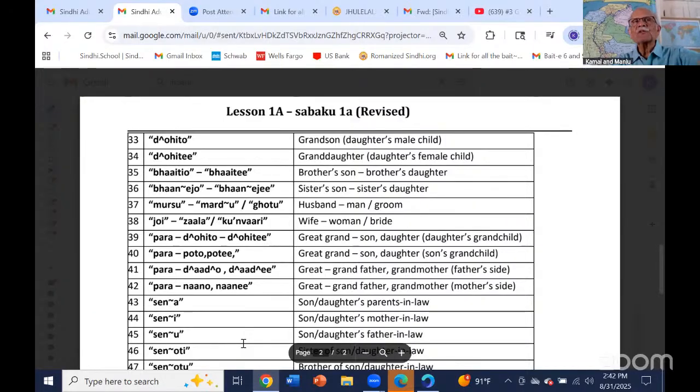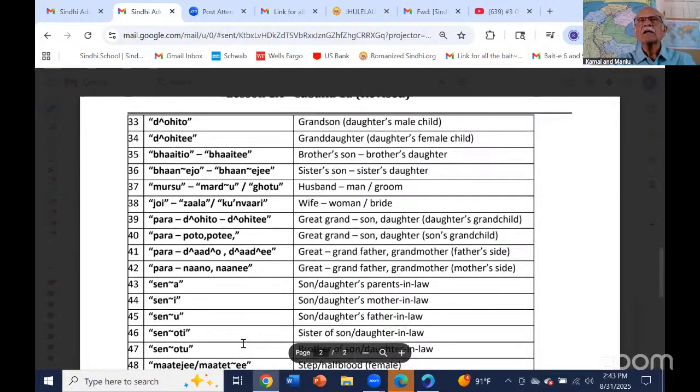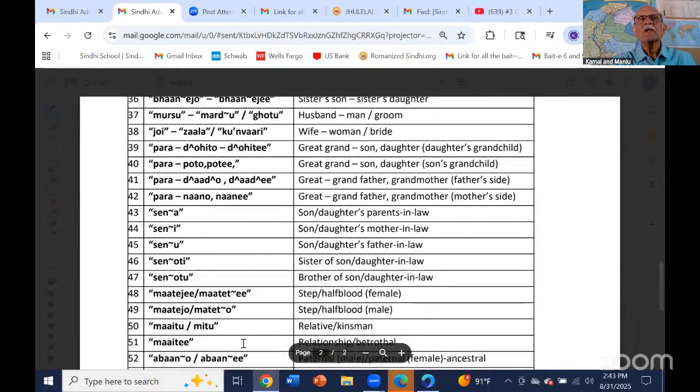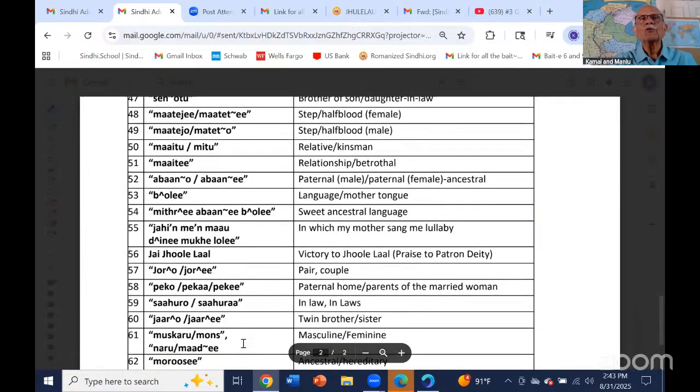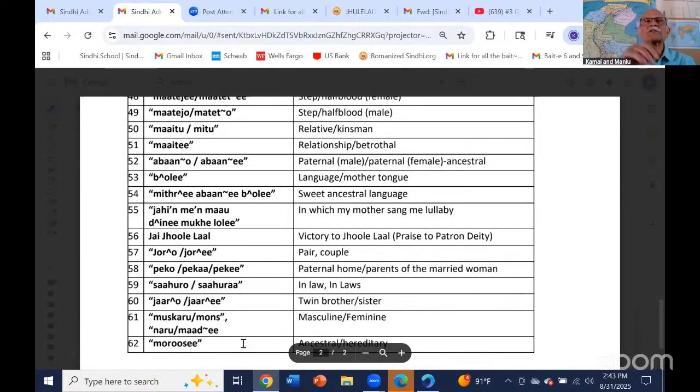Other relationships which are given here are doeto, doeti, grandson, granddaughter, bhaitiyo, bhaiti, bhanejo, bhaneji, mardu, ghot, joe, kunwar. All these are described in English next to you. You can see that. Hane, in the end, I will tell you some important ones.